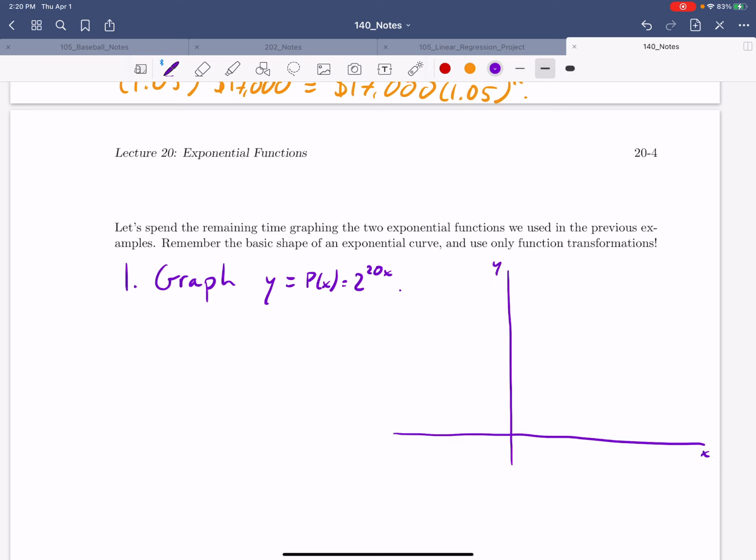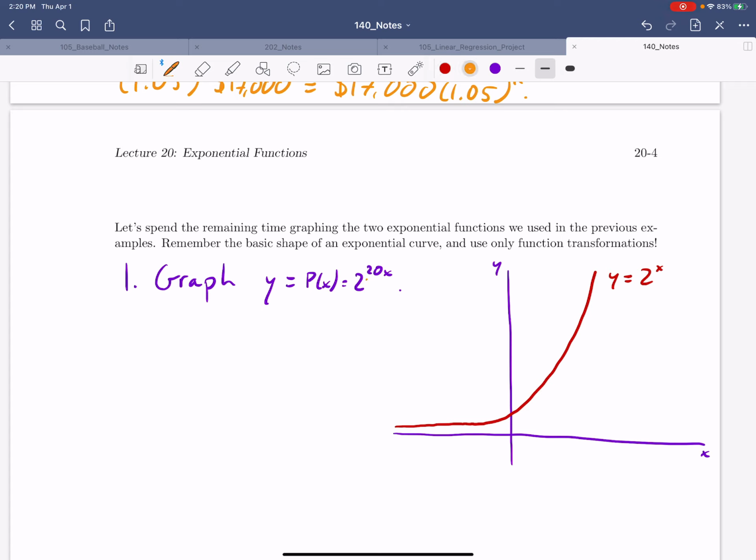Well, if we remember the basic shape of an exponential curve, let's say that this first guy right here is y equals 2 to the x. Standard exponential curve, right? Low in the negative part, high in the positive part for x. I guess you could say low in the second quadrant, high in the first quadrant.